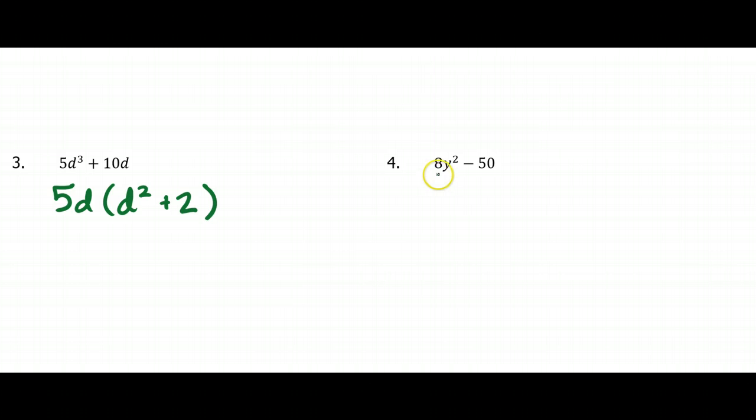Finally, number 4, we have 8y squared minus 50. I do have a GCF for this problem. 8 and 50, you can factor out a 2 from each of those. I can't factor out a variable, though, because this 50 doesn't have a variable with it. So the only thing I can factor out is a 2. That's going to leave me with what times 2 is 8y squared. That would be 4y squared. And then what times 2 is negative 50. That would be a negative 25.